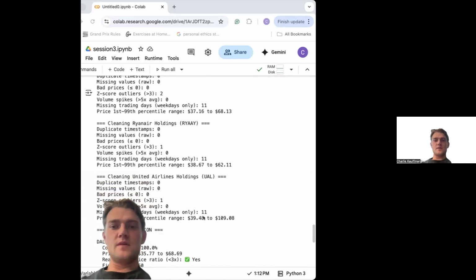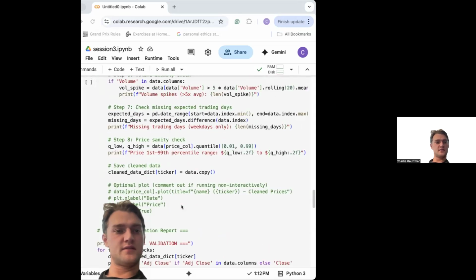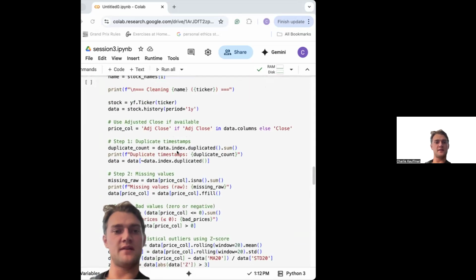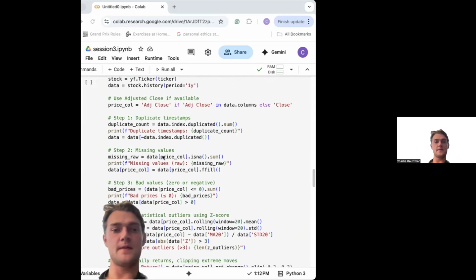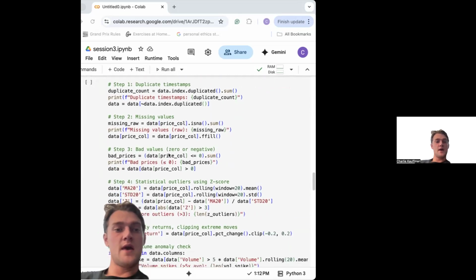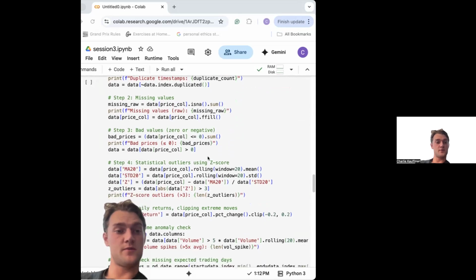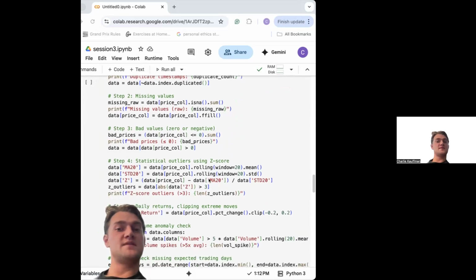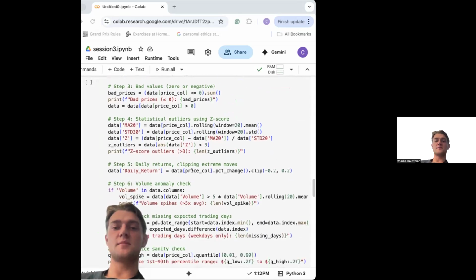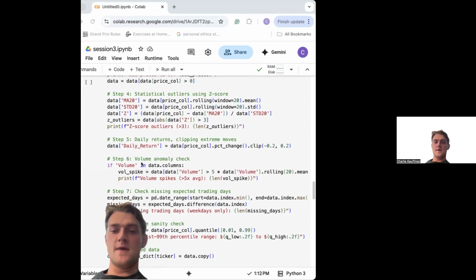So going back up here, it's going to remove duplicate timestamps, and then fill in missing values forward and or backward if needed. This will remove prices that are less than or equal to zero. And then this is going to drop the z-score outliers, which I mentioned before. And this is going to clip extreme daily returns to plus or minus 20%.